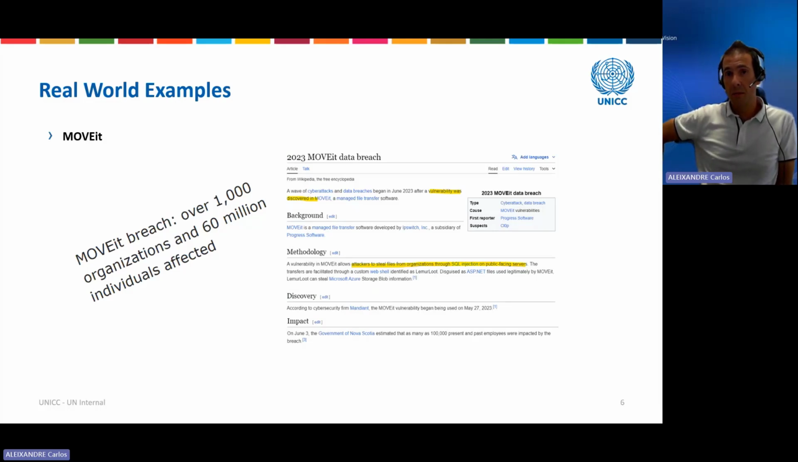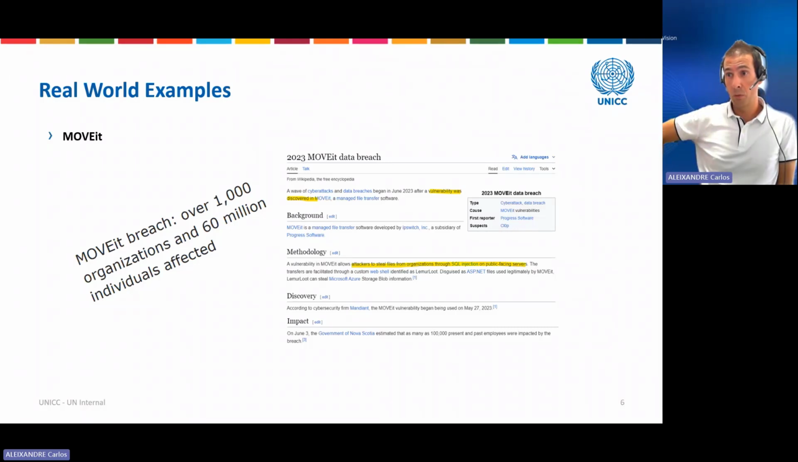So let's now look at some real world examples that we all know, to understand that this is happening more often than we would like. So the first one is about the MOVEit breach, right? Over 1,000 organizations and 60 million individuals were affected by this third-party breach. MOVEit is a file transfer program that is used by a wide range of organizations, public and private, to transfer more sensitive or personal data. MOVEit was compromised and malware was used to steal sensitive information from their database.